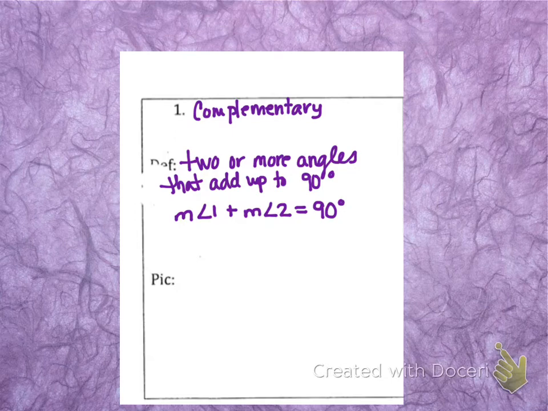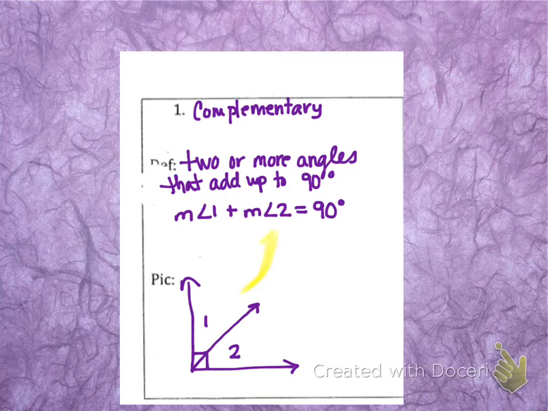Now we can do a picture for that, and you had the picture in the previous notes, but one of the easiest ways to spot complementary angles are the pair of angles that occur inside a right angle. So we'll just call this angle 1 and this angle 2, and then that refers to that statement up there.